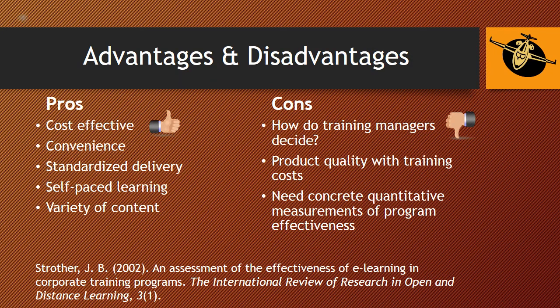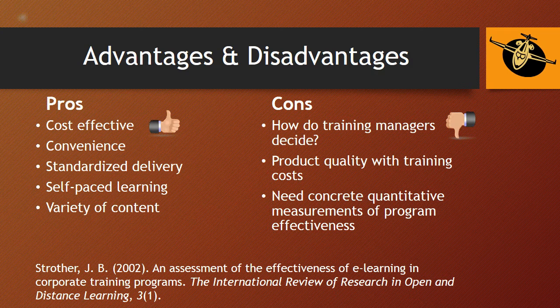Advantages and disadvantages. The pros. Corporate managers are constantly looking for more cost-effective ways to deliver training to their employees. E-learning is less expensive than traditional classroom instruction. In addition, many expenses, such as booking training facilities, travel costs for employees or trainers, plus employee time away from their jobs, are greatly reduced. In addition to generally positive economic benefits, other advantages such as convenience, standardized delivery, self-paced learning, and a variety of available content have made e-learning a high priority for many corporations.